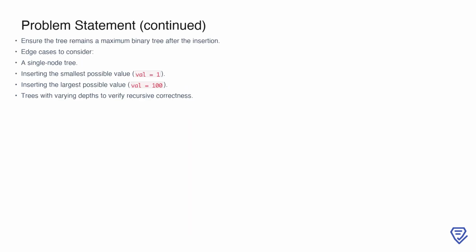To maintain the correctness of the solution, it's important to ensure that the tree remains a maximum binary tree after the insertion. Some edge cases to consider include a single node tree, where the insertion might directly replace the root. Another edge case is inserting the smallest possible value, val equals 1, which will always end up deep in the right subtree. Similarly, inserting the largest possible value, val equals 100, will always create a new root. It's also important to test trees of varying depths to ensure the recursive logic handles all scenarios correctly. These considerations will help guarantee that the solution works for all valid inputs.